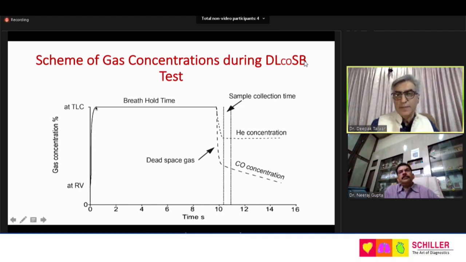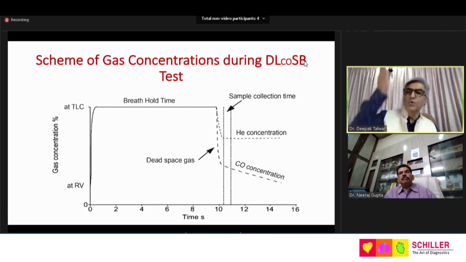Then you fill the lungs completely, reach the total lung capacity, and let the gas equilibrate. That's called the breath hold time, which is about 10 seconds. And then you exhale out. The initial part comes from the dead space, which is thrown out, and the later part comes from the alveoli, where diffusion between the air and the blood has taken place. That is the one collected into the bag, and the concentrations are calculated. So this is the entire process: from exhalation to RV, from RV to inhalation to TLC, breath hold, and finally exhalation until you collect the gas.